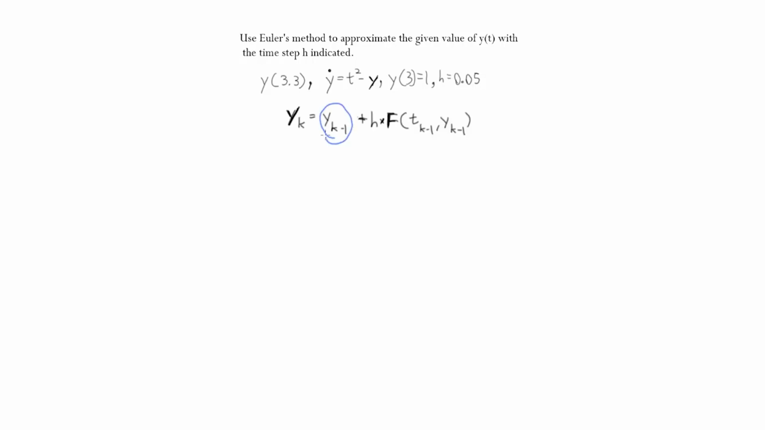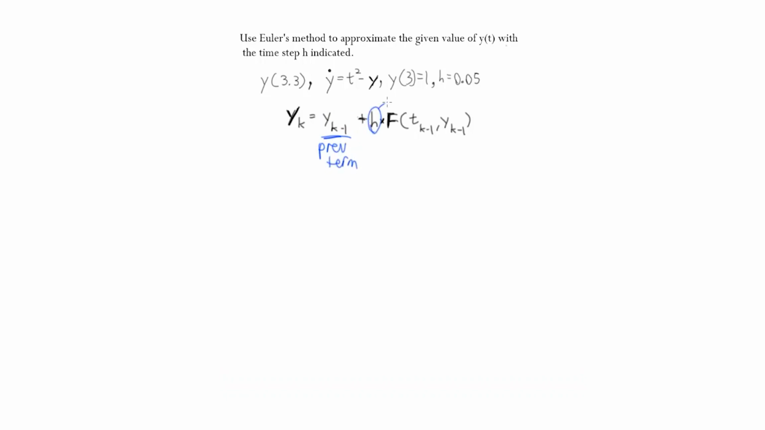So y of k minus 1 is the previous y answer from before. Like if I was going to take, let's say, y of 3.1, and the previous one was y of 3, then you replace this with the y of 3's value, which is 1 here. This is arbitrary. But anyway, this is the previous term.